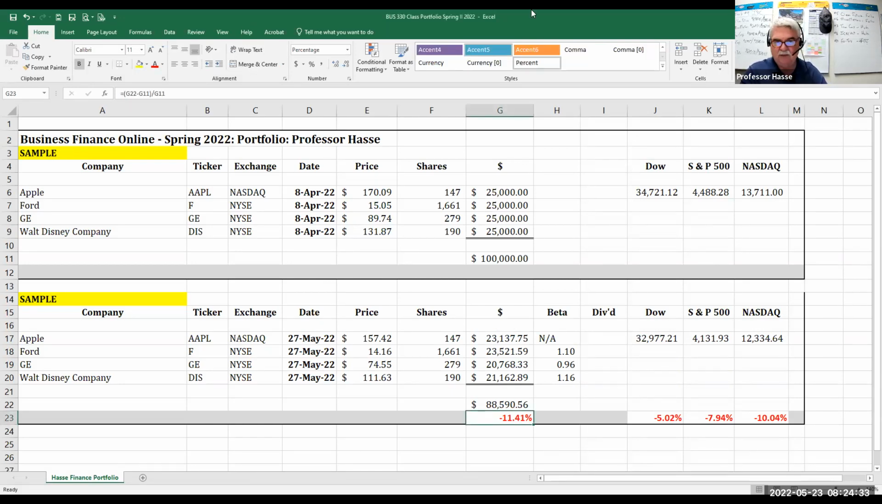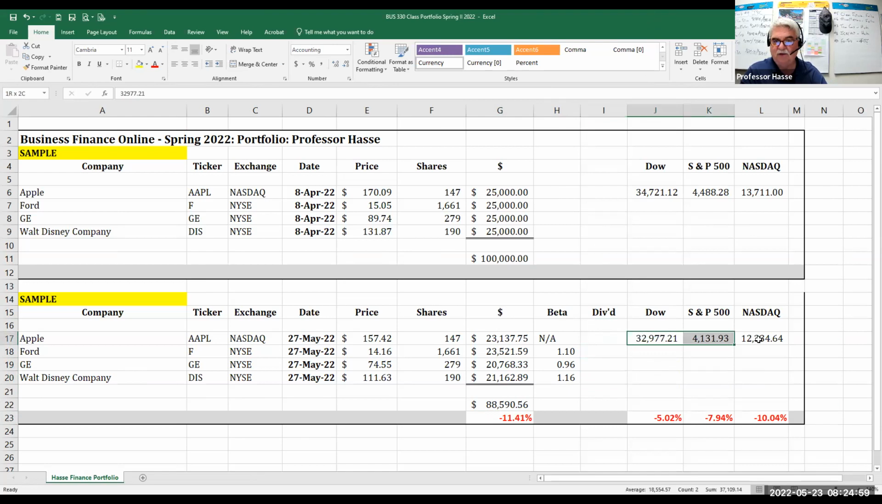You might already have a section on your portfolio for beta, but now I also would like another column called dividend, where you list the dividends paid by your companies. If they didn't pay a dividend during the April 8th to May 27th period, just put 0. But what dividends were paid per share on your portfolio over the course of the period.